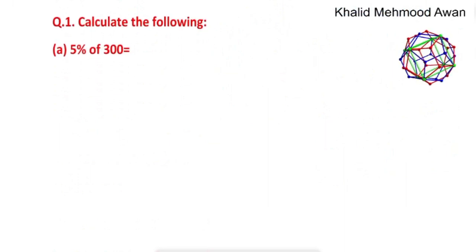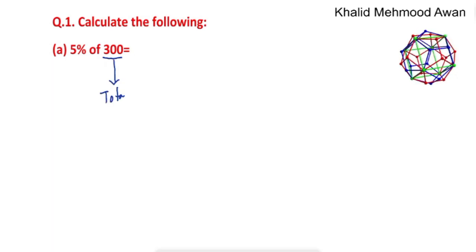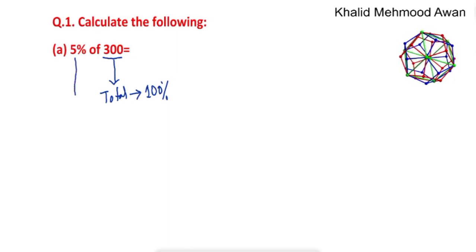It says calculate the following: 5% of 300. So it says that we have to find 5% of 300, which is the total. And we know that the total is 100%, we just discussed it. So now 5% has the percentage sign. We need to know about its value. We don't know about its value. So how will we find its value?